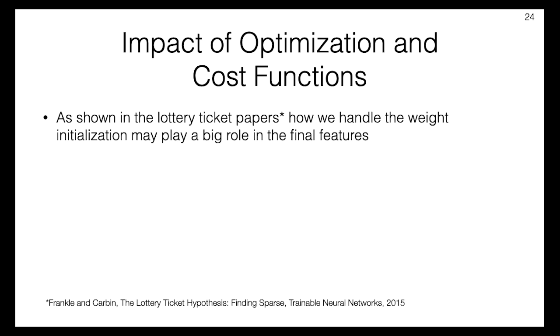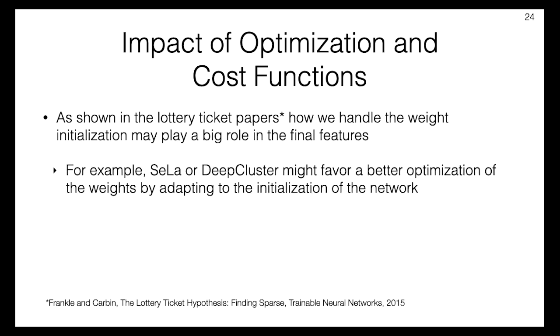The optimization and the cost function also play an important role in how well the network trains. A few papers talk about the lottery ticket hypothesis, which argues that the random initialization of the network plays a fundamental role in the final weights, to the point that a sparse subset of these random weights is as performant as the final trained weights. Thus, one could think that training procedures and loss functions that adapt very much to the initialization might be more successful in building stronger features. This could explain why SeLa or DeepCluster, which adapt the labels during training, work well.